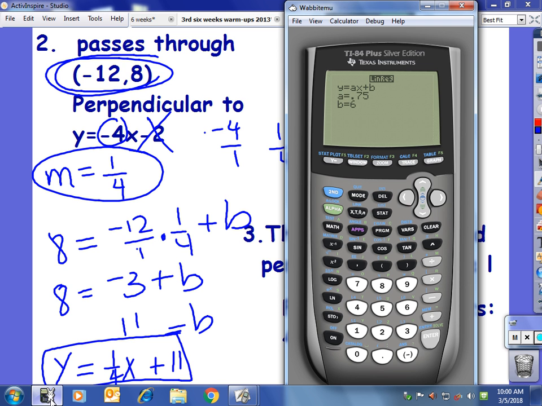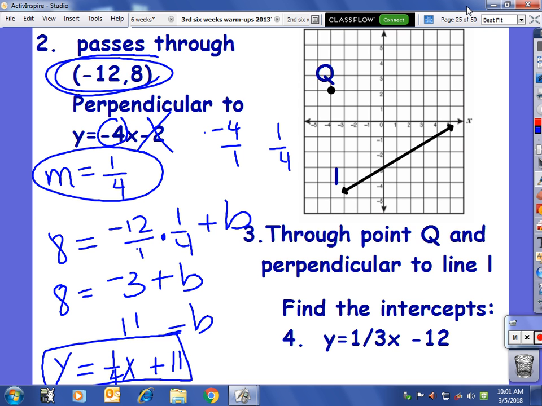If I were you, I would stop right there and at least make sure the point that I gave you is on that line. Which I didn't check the last one, I should have. But y equals 1/4 x plus 11. Look at my t-chart. The information I gave you was that -12, 8 should be on the line. And it is. The other thing that had to be correct is you had to use the right slope. So you just have to know that part.